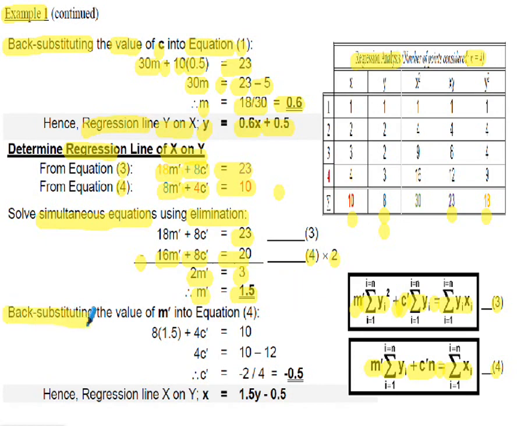If we now back substitute the value of m dash into equation 4, I get 8 times the m dash, which is the 1.5, plus 4 times the c dash is equal to 10. Rearranging the equation, I take 12 from both sides, that's the 8 times 1.5 is 12. And then I divide both sides by 4, so I end up with c dash is equal to minus 2 divided by 4, which is minus 0.5. So my regression line for x on y is x equals 1.5y take away 0.5.